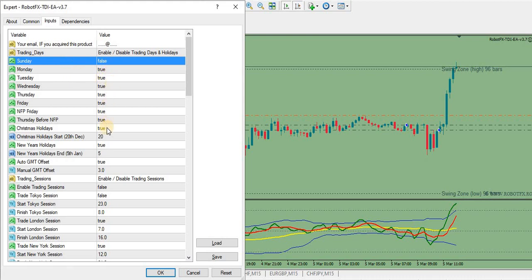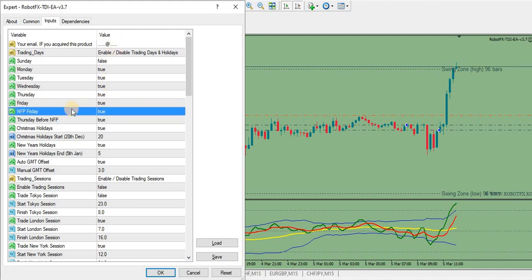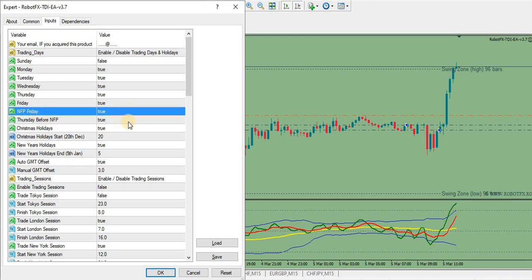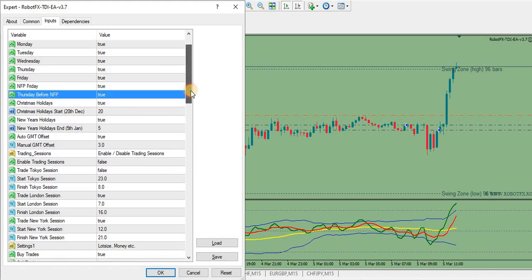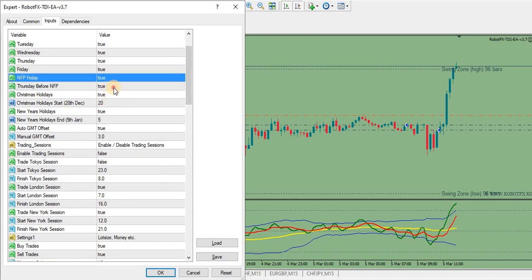So obviously, if you click false for Sunday, that means that the Expert Advisor will not open any trades on Sunday. Besides the days of the week, you have also the option to enable trading the NFP Friday, the news release, and also the Thursday before the NFP. Non-farm payroll, by the way, NFP. Big news. The market might shake quite a lot during this news, so the price might move. So maybe you don't want to trade during this period, or maybe you want to. You have the option to enable or disable trading.